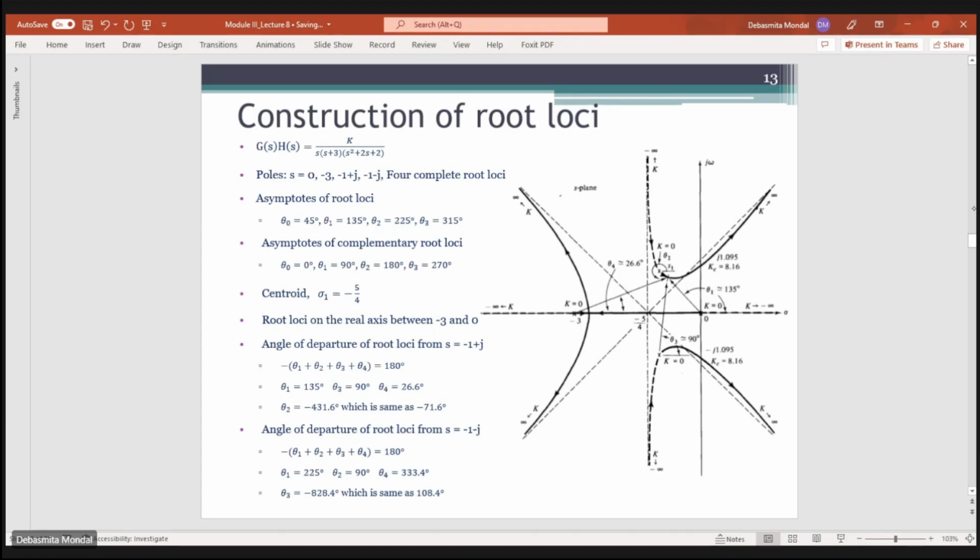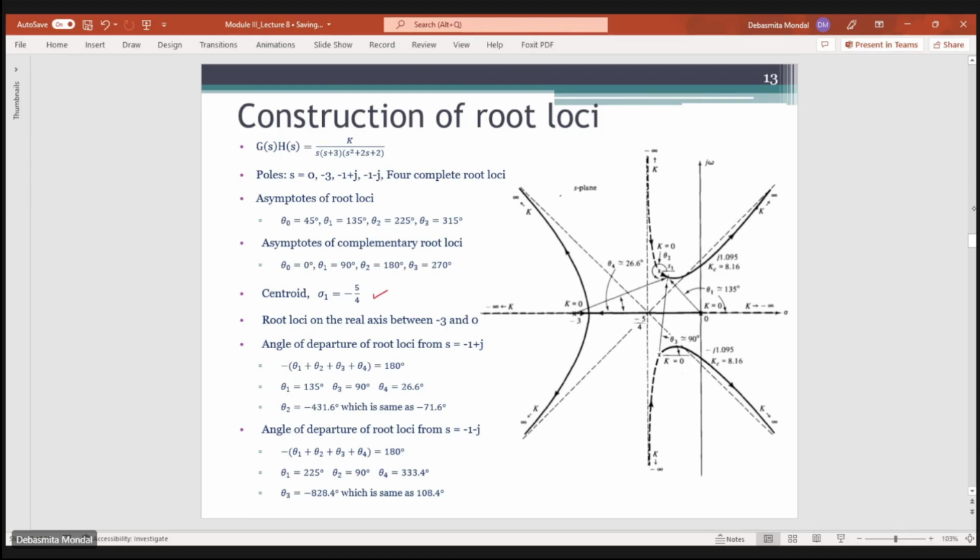Okay, so let us say this is the open loop transfer function which is given. So we'll start from the basics. First we'll find out the number of poles. So you have 0, minus 3, minus 1 plus minus j. Then you find out the asymptotes of the root loci. Done. Then the third step is to find out the centroid. This is also done. Then in the fourth step you find out which portion of the real axis lies on the root locus.